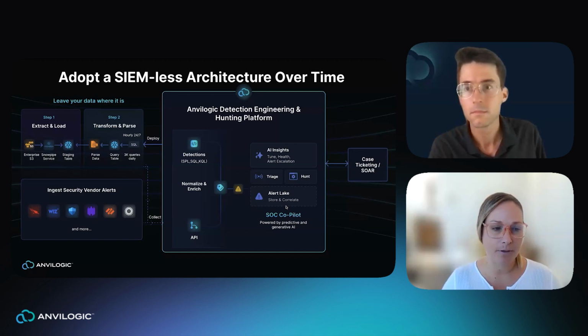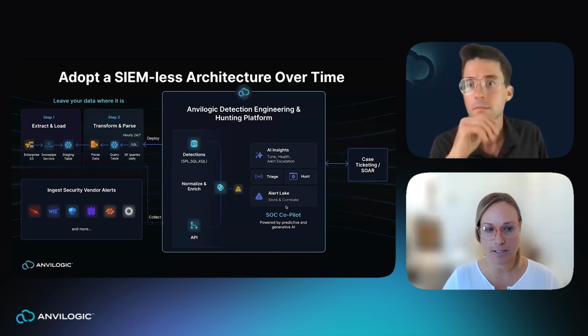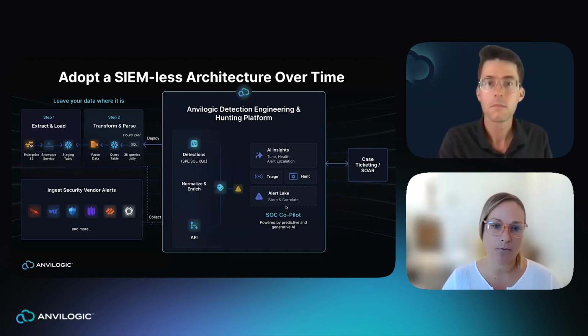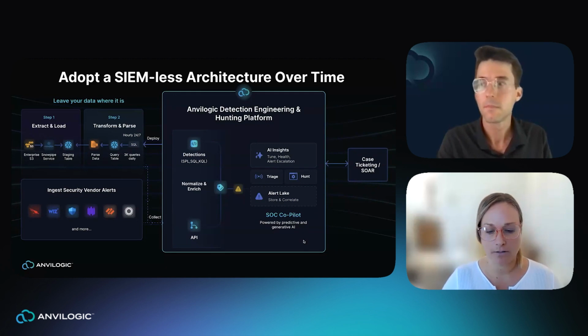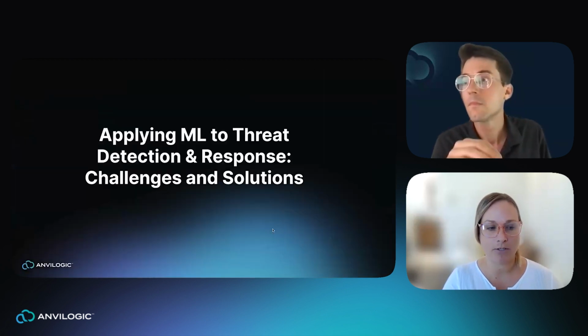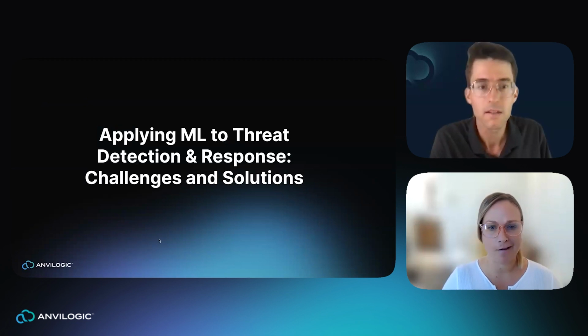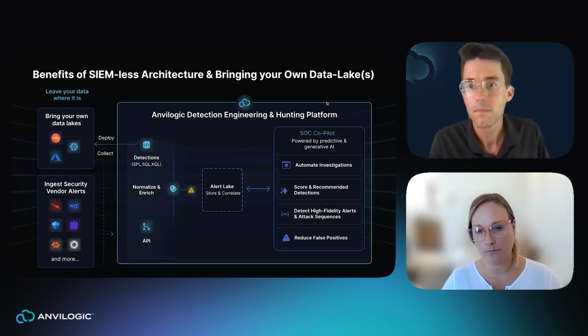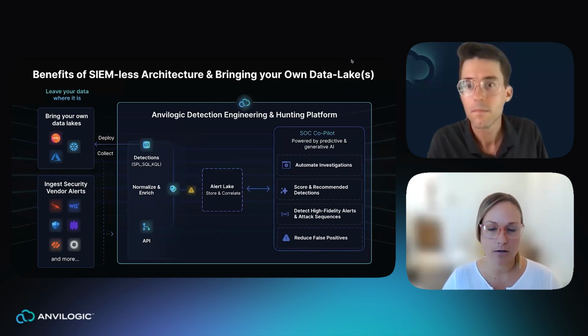But I would say that a big piece of this is the benefits that you get out of adopting the SIMless architecture over time. So I'm going to, Mike, if you want to go into some of these specifics. From a SIMless architecture, you're being able to get the most out of your data where it is. You're not spending costly things, but one slide back, Mike, will give you what the SOC Copilot really gives you out of all of this once the data and the alerts are in Anvilogic.